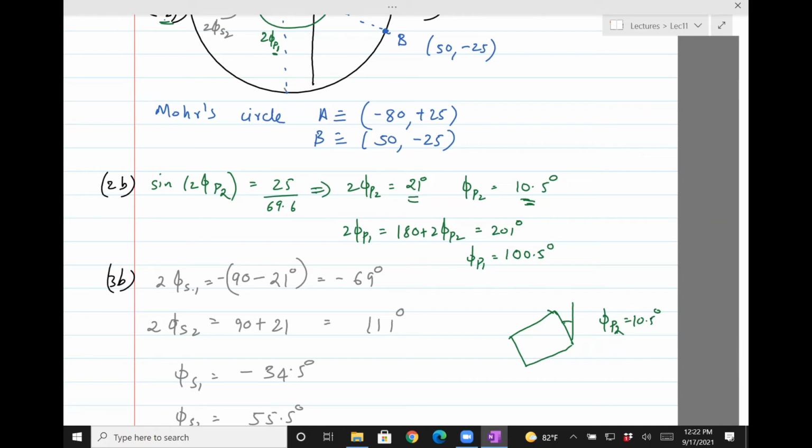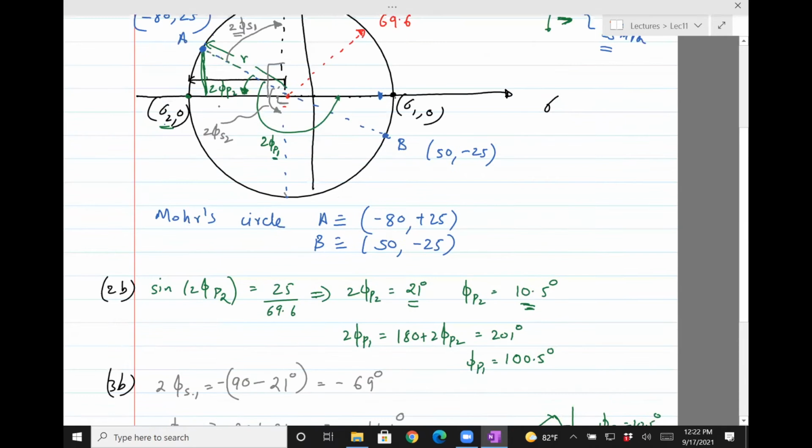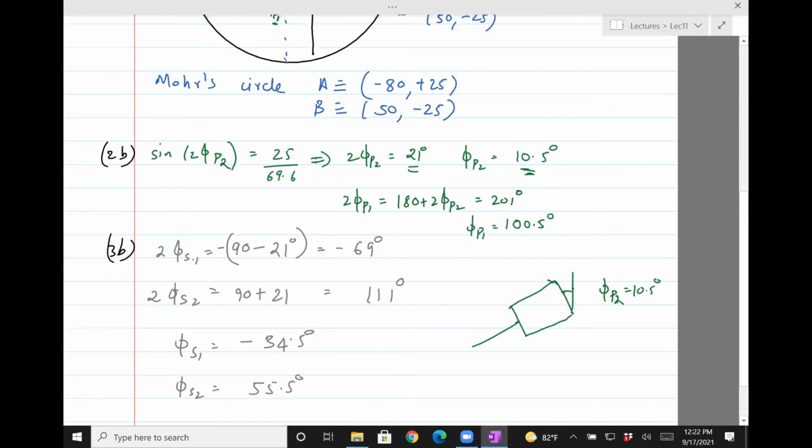So what we see here is when it's rotated by 2 phi P2 on the Mohr circle, the stress is sigma 2 comma 0, which means that the shear stress is 0 and the normal stress is sigma 2. And sigma 2 I wrote down earlier, I think it is. Sigma 2 is minus 84.64. So what I do is I'll draw those stresses on face A.